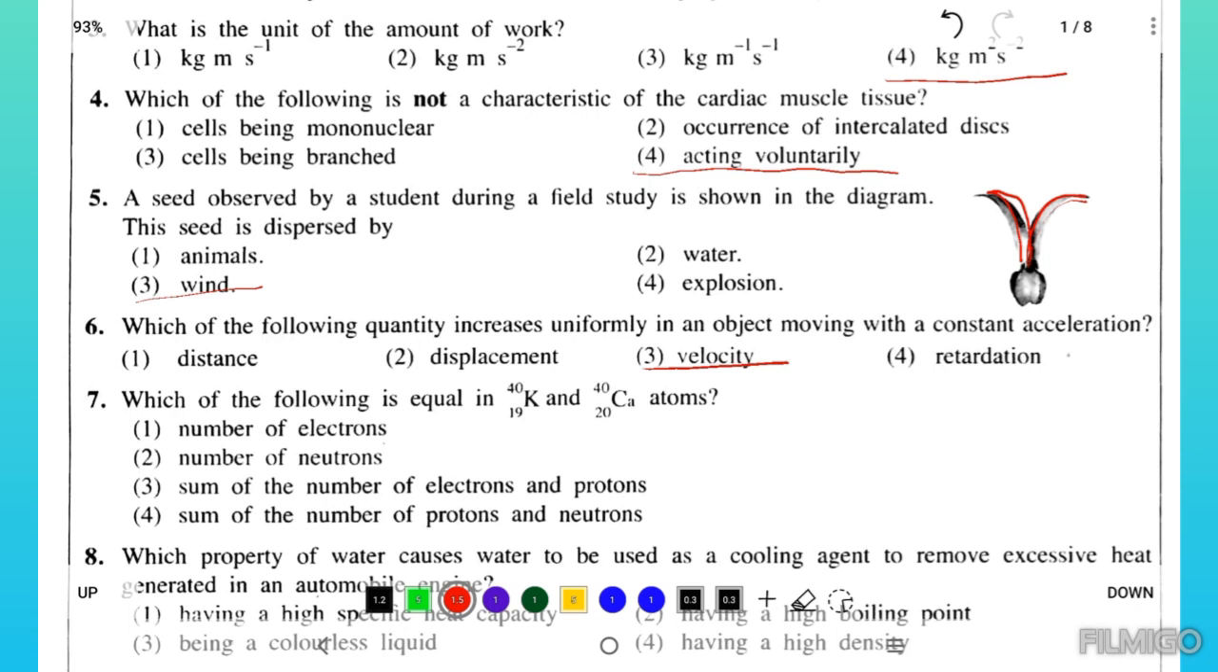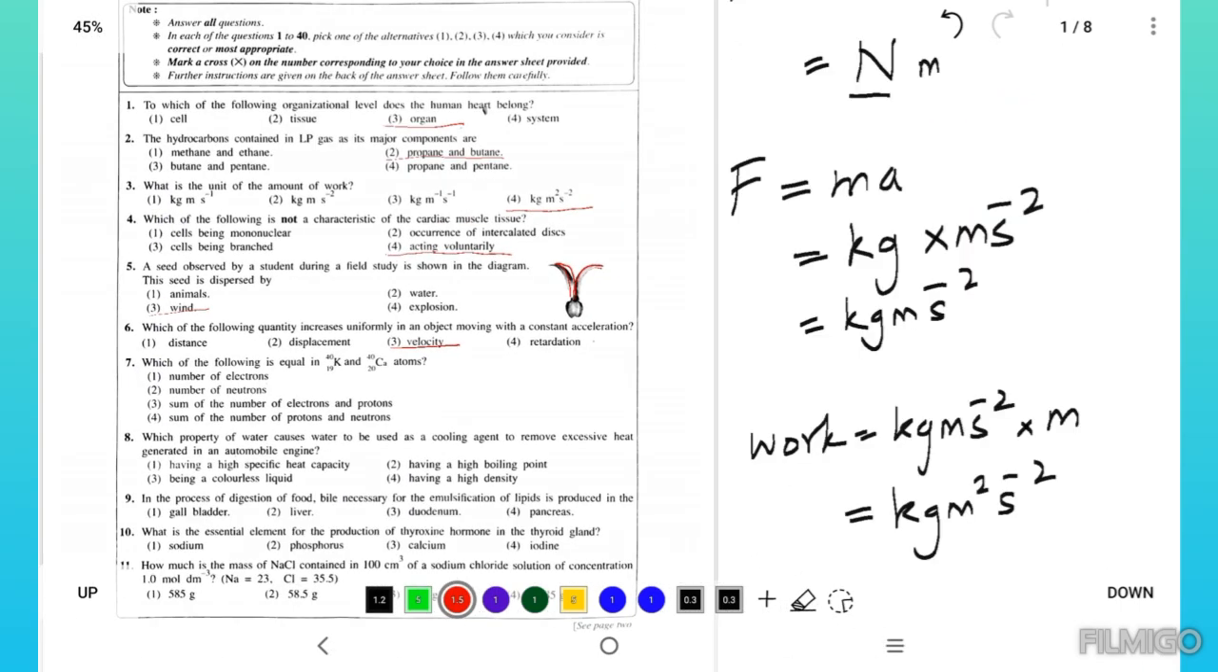Question number 7. Which of the following is equal in potassium and calcium atoms? Right. Number of electrons, number of neutrons, sum of the number of electrons and protons, sum of the number of protons and neutrons. So here you can see the mass numbers are equal, but the atomic numbers are different. Do you know what mass number and atomic number are?